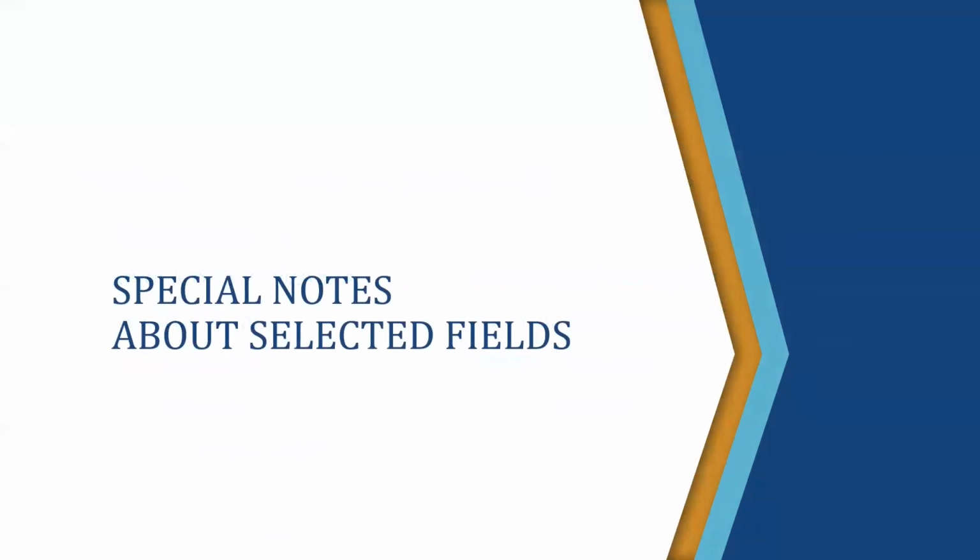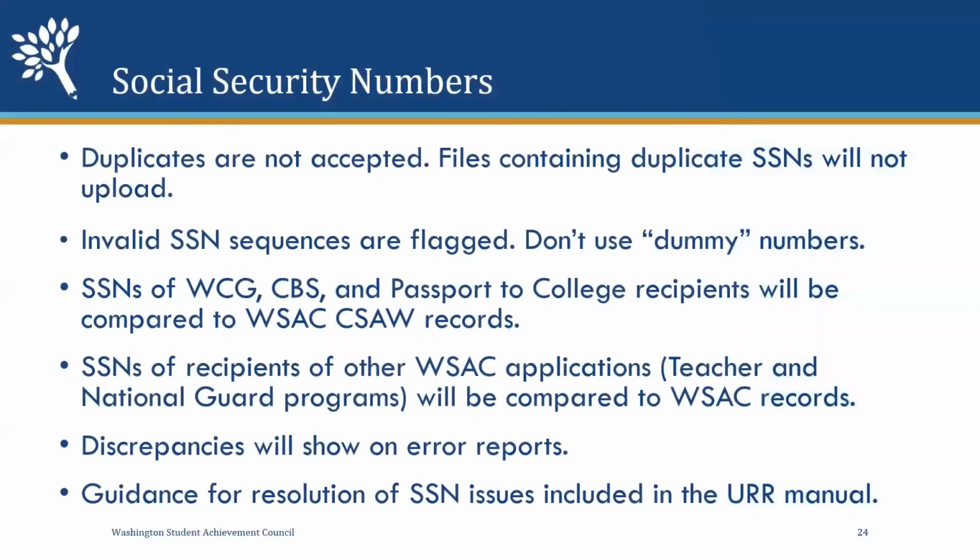So now I want to talk about some of the selected fields where they may be a little bit different. The first one, of course, is Social Security numbers. Social Security numbers really, it's how we connect the information to the right student. So keep in mind, duplicates are not accepted. If there are duplicate Social Security numbers, your file won't upload.